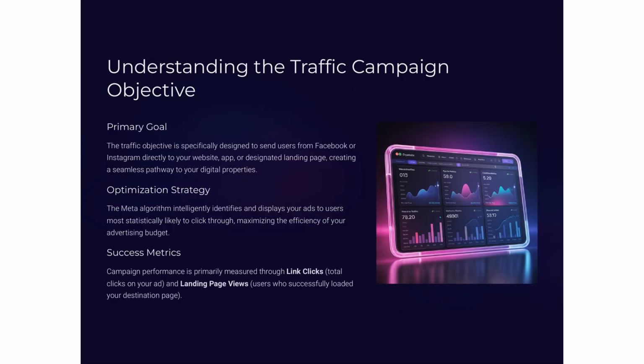The traffic campaign objective focuses on directing users from Facebook or Instagram to your website or app. The Meta algorithm optimizes ad delivery to users likely to click through, enhancing budget efficiency. Success is measured by link clicks and landing page views, indicating user engagement and page load success.